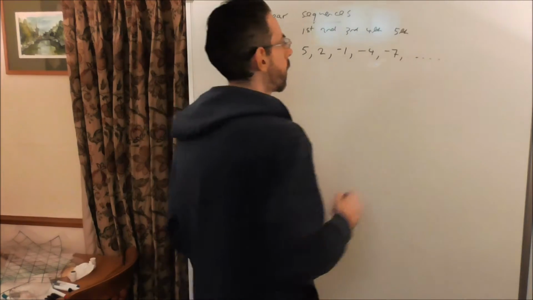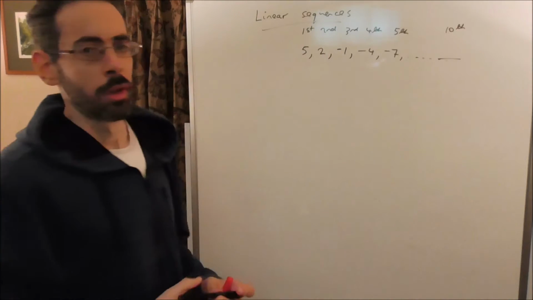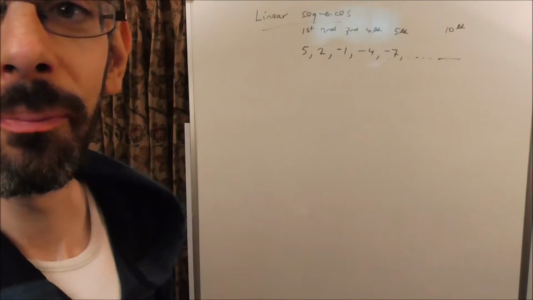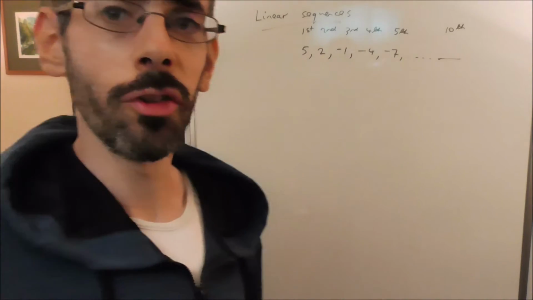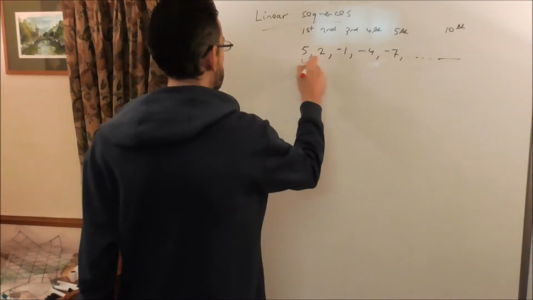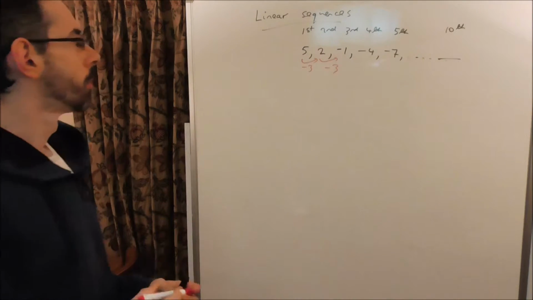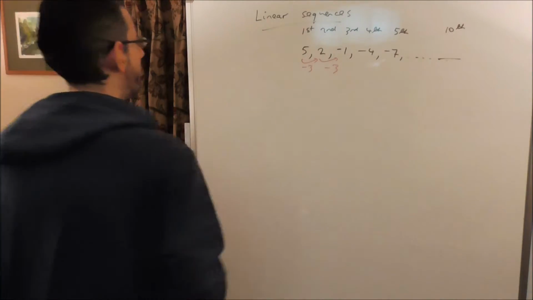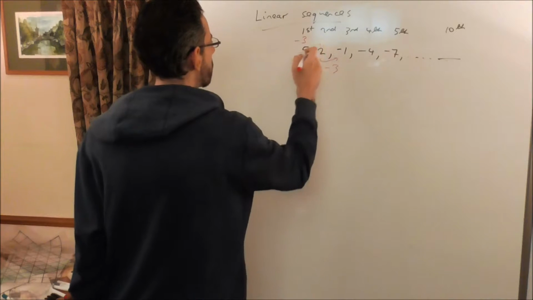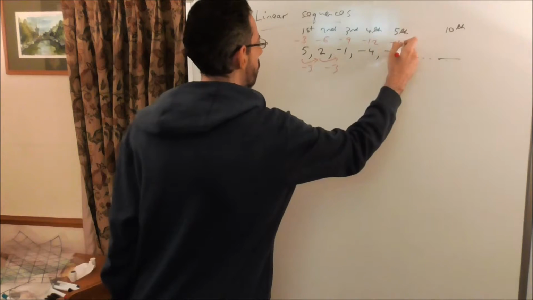Right, let's say I wanted the 10th term of this sequence. So, it's going down by how much each time? It's going down by 3 each time. So take away 3, take away 3. So basically it's very much like the minus 3 times table, if you can imagine such a thing. So the minus 3 times table would just be minus 3, minus 6, minus 9, minus 12, minus 15, and so on.